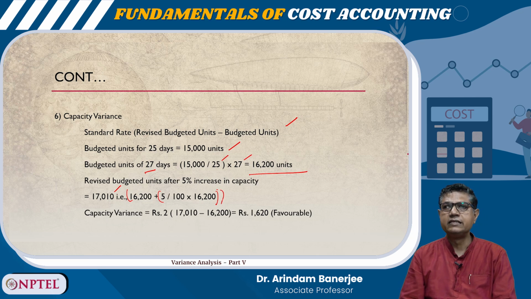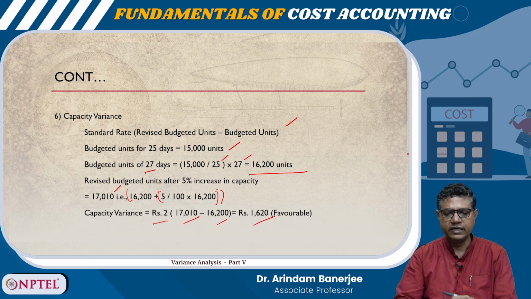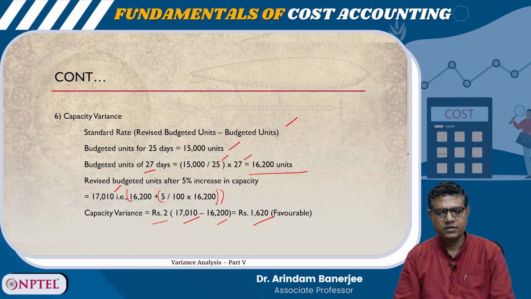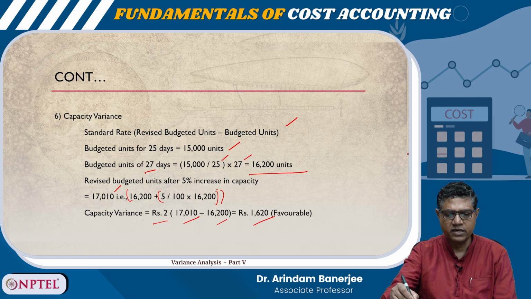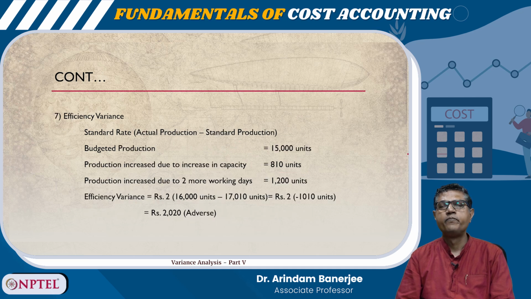And capacity variance is rupees 2 into 17,010 minus 16,200, which is 1620 favorable, right. So, we can see here budgeted unit is 16,200 for 20, and actual production is after 5% increase, it is 17,010. So, it is increasing. So, it is favorable, right.